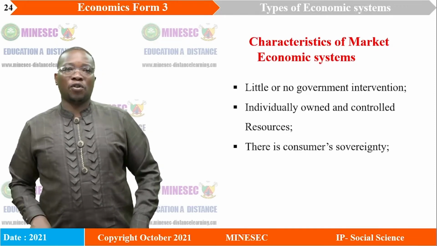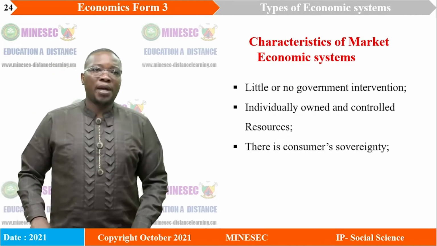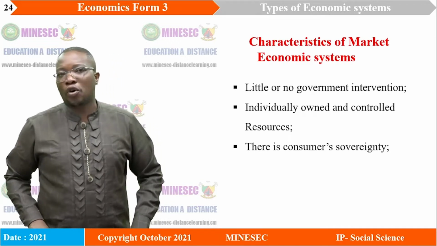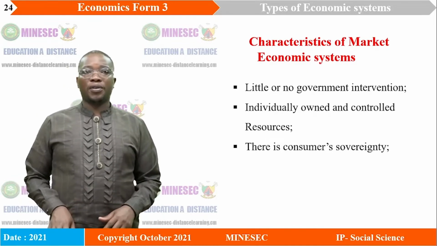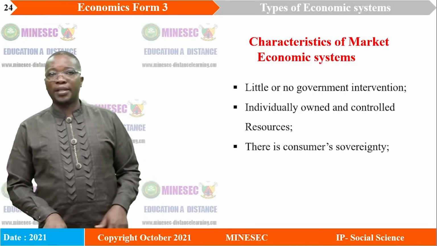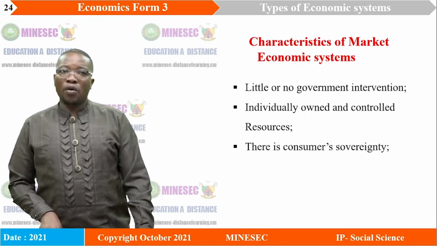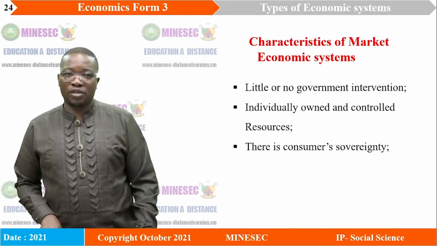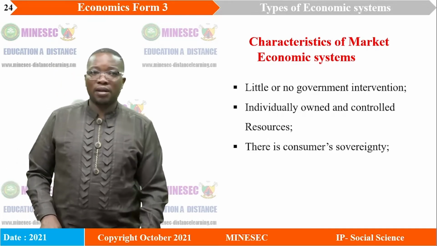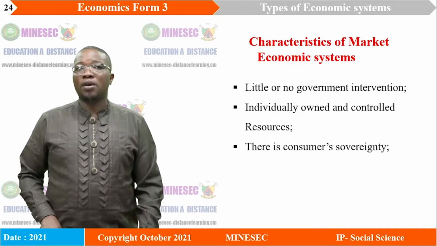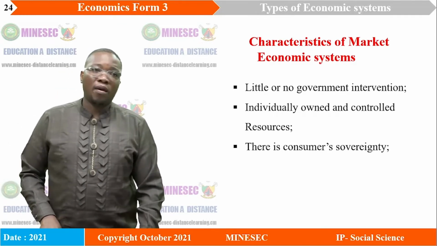What are the characteristics or features of this type of economic system? In a market economic system, we observe that there is little or no government intervention. Next, we have individually owned and controlled resources. The resources in this type of economy are owned by individuals and controlled by them. They take their decisions on what to produce and also what to consume.